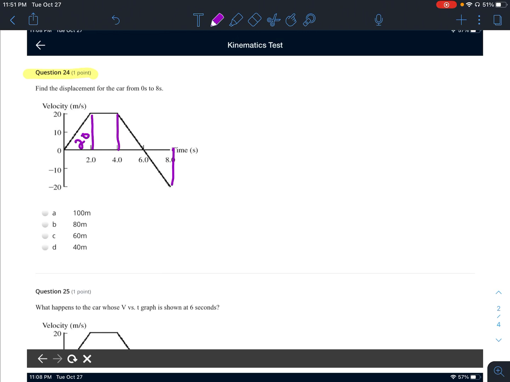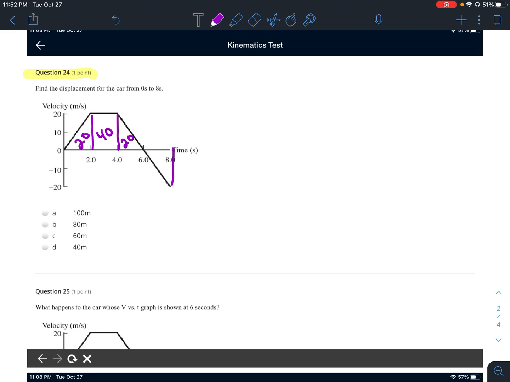And then 2 to 4 seconds is 2 seconds, so times 20, that's going to be 40. And then we can see this is the same shape, and it's area under that line, so we don't have to worry about that negative slope because it's base times height. Where we do have to be concerned with the negative is underneath of our x, or our time axis.